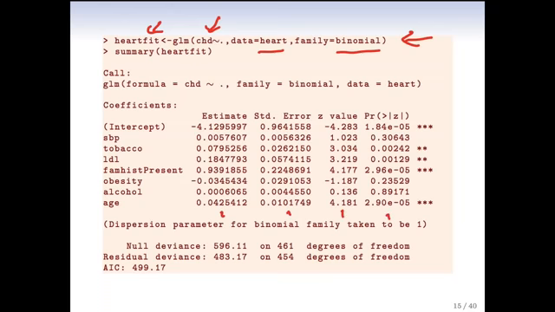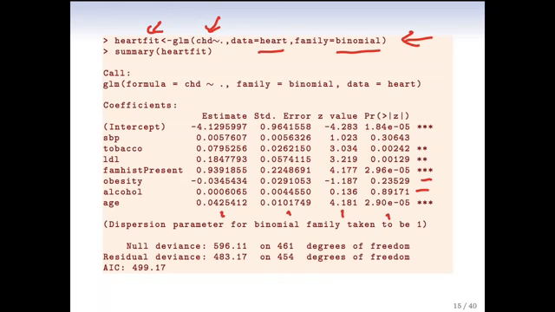And here the story is a little bit mixed, right? We're not too interested in the intercept. Tobacco usage is significant. Low density lipoprotein, that's a cholesterol measure, that's significant. Remember, there's the good and bad cholesterol. This is the bad cholesterol. Family history, very significant. And age is significant. We know the risk of heart disease goes up with age. Now, interestingly, obesity and alcohol usage are not significant here, which seems a little surprising, right?